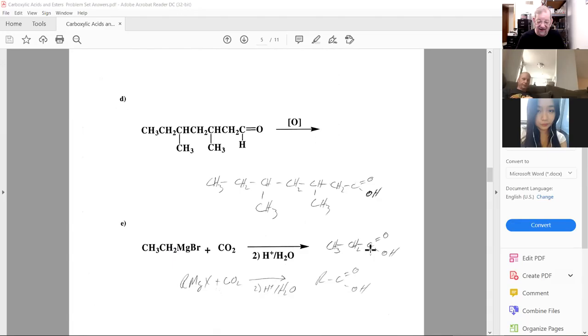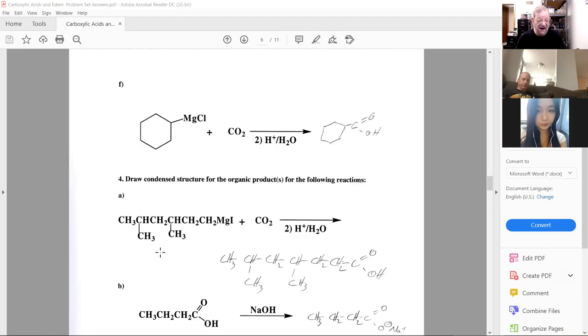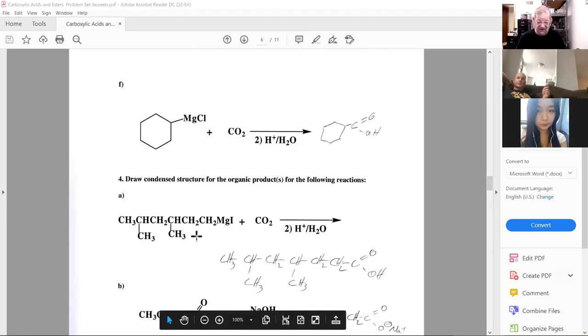And then we're reacting that with carbon dioxide, second step, acid and water. You get a carboxylic acid that's one carbon longer than the Grignard R group you started with. I start with two. That's my R, ethyl. And notice I get propanoic acid, three carbons. And that's how you do it.